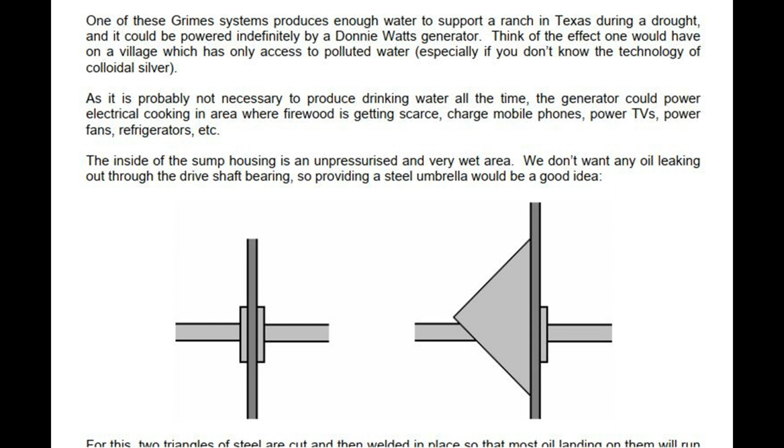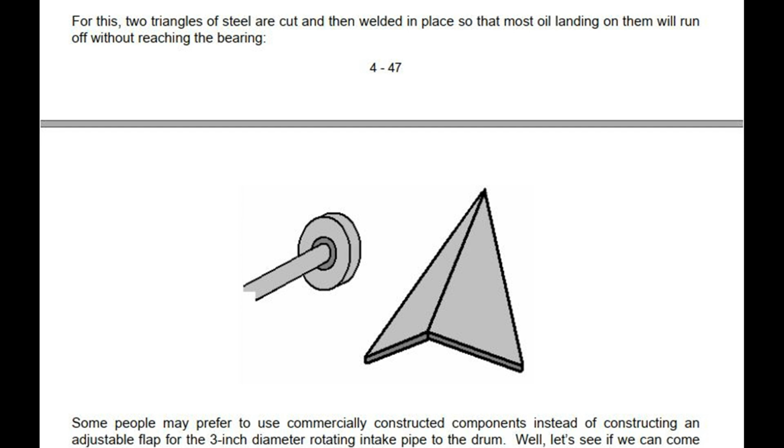The inside of the sump housing is an unpressurized and very wet area. We don't want any oil leaking out through the drive shaft bearing, so providing a steel umbrella would be a good idea. For this, 2 triangles of steel are cut and then welded in place so that most oil landing on them will run off without reaching the bearing.